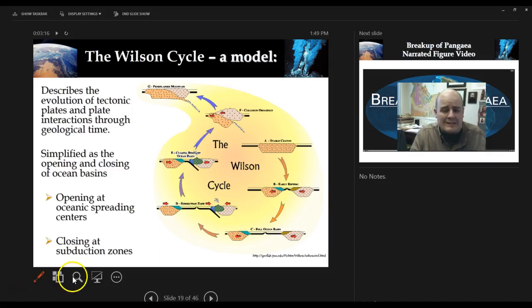Okay, guys, last time we finished up discussing the Wilson cycle, and this is the cycle of how our continents change over time. An important concept, okay?